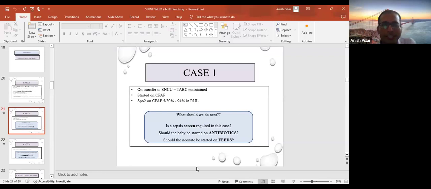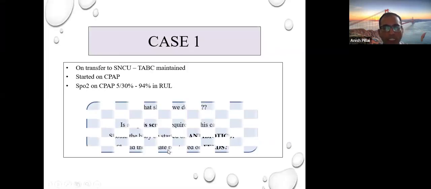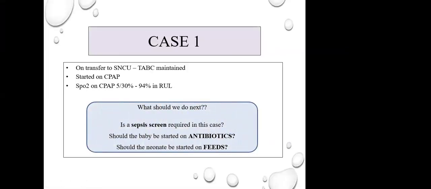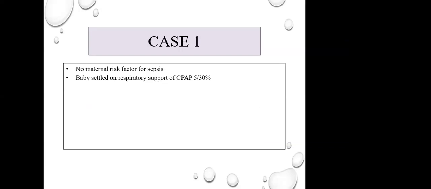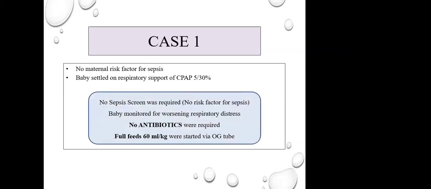So this is a very straightforward case. I think something that we see on a day-to-day basis. A term baby with meconium and distress. So the answer: no antibiotics needed. So that is correct. And do you want to send a sepsis screen or not send a sepsis screen? Somebody has replied, no need for septic screen and antibiotics. We can start with feeds.